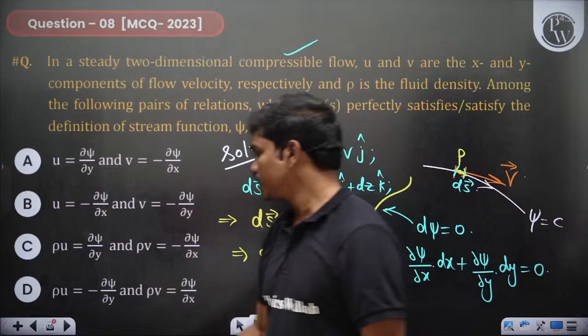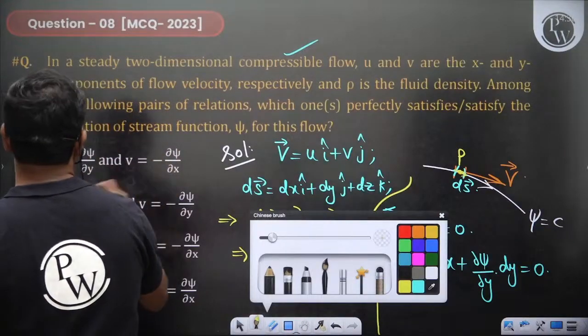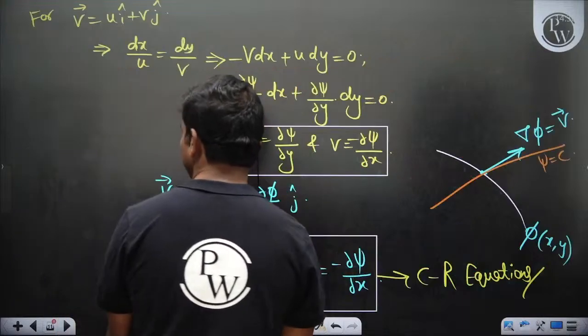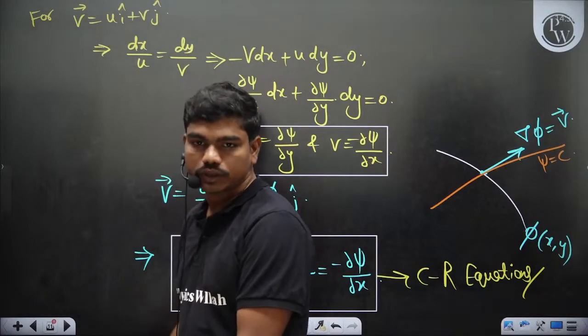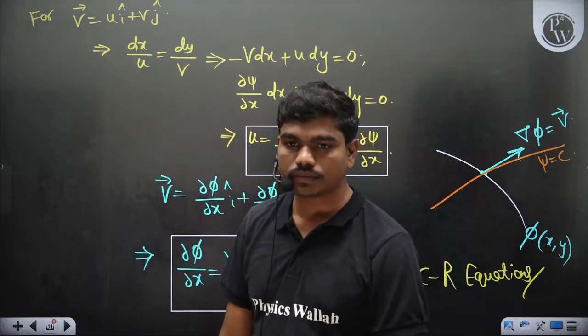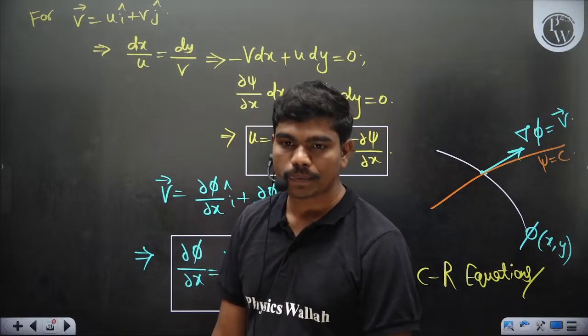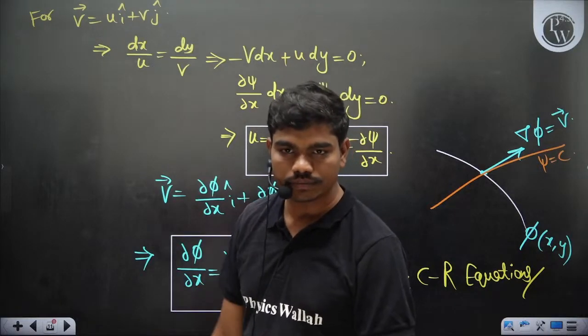So anyway, the correct answer is u is equal to dou psi by dou y and v equal to minus dou psi by dou x. Clear? Because of this logic, that's why A is the correct option, of course. Is this okay to all of you? Come on guys, type in the chat box. Is this okay?